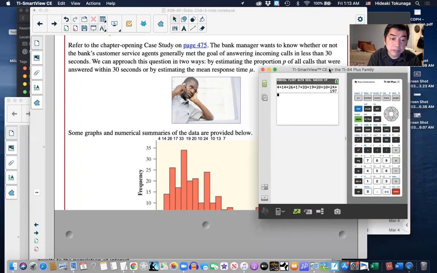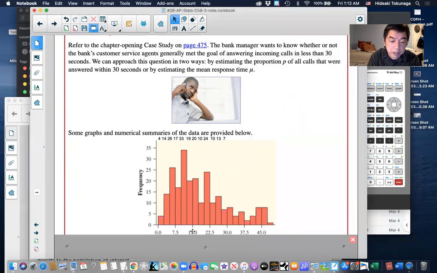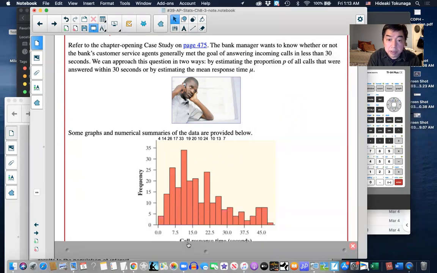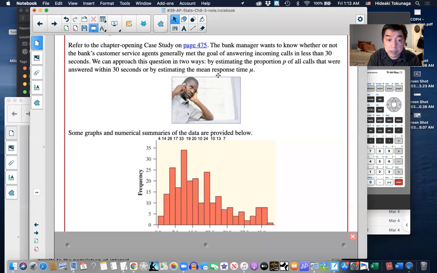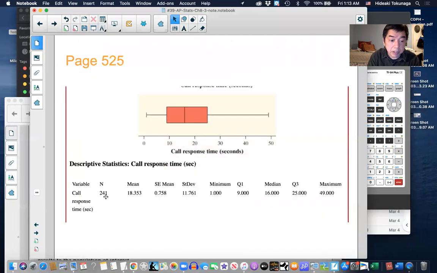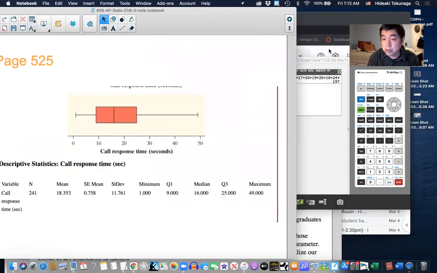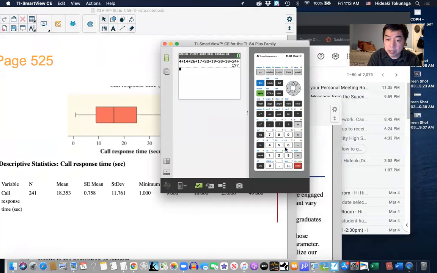197 out of... how many people? 241. So what we can do is 197 divided by 241. 82%. Okay, 81%, 82%.